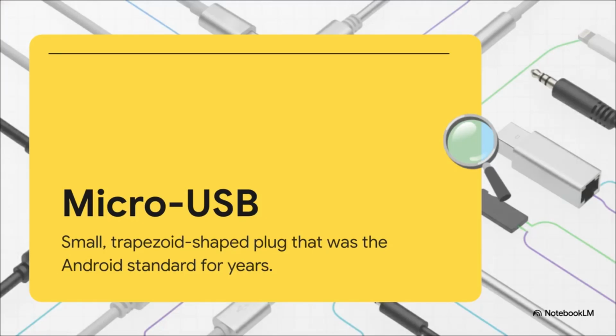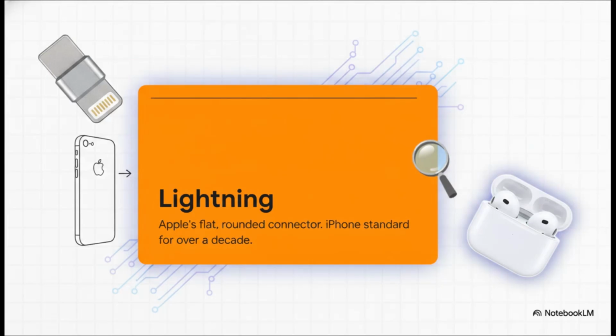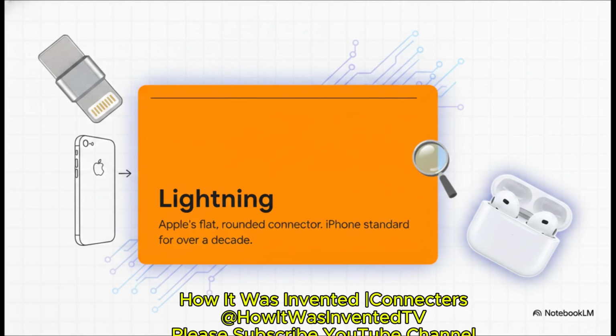Now for phones, you'll probably recognize microUSB. It's got that small trapezoidal shape. For years, this was the absolute undisputed standard for Android phones and like a million other small electronics. Today, it's mostly retired, totally eclipsed by the much easier symmetrical USB-C. And right alongside it was Lightning, Apple's very distinct, flat, rounded connector. For over a decade, this ran the show for iPhones, iPads, and AirPods. It was totally revolutionary when it launched because just like USB-C, it was actually reversible.